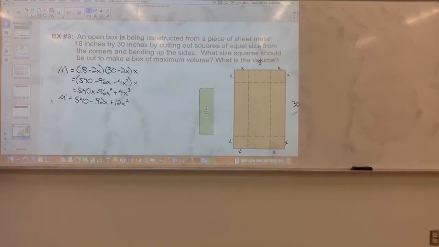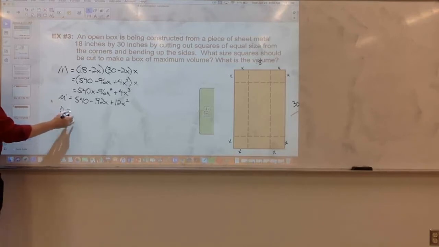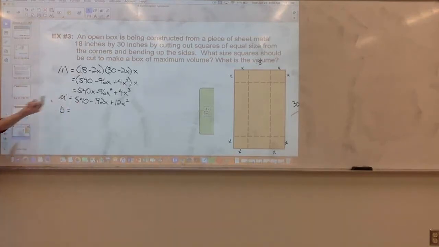We all good? Alright. So set this equal to 0. I can probably simplify this a little bit, right? Everything's divisible by 2. Everything is divisible by something bigger than 2. 54 is divisible by 6. Yeah, so it's 12. I think these are all divisible by 6.